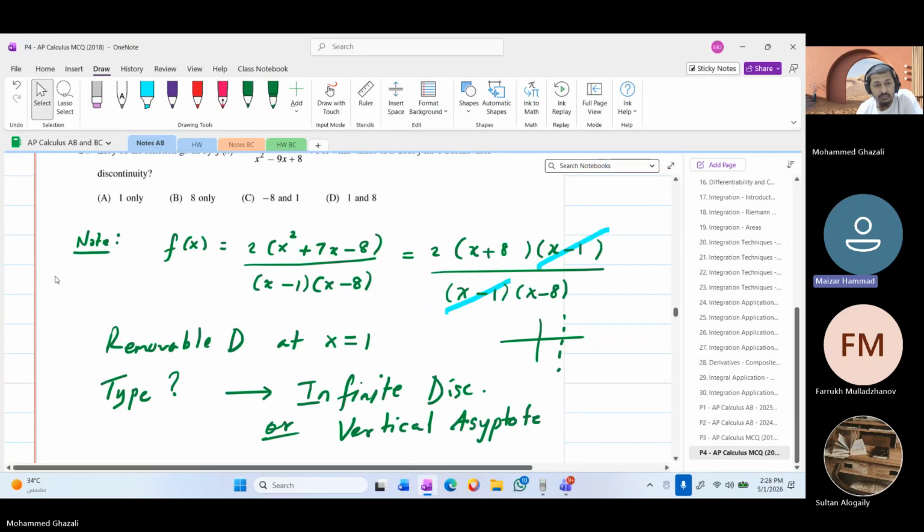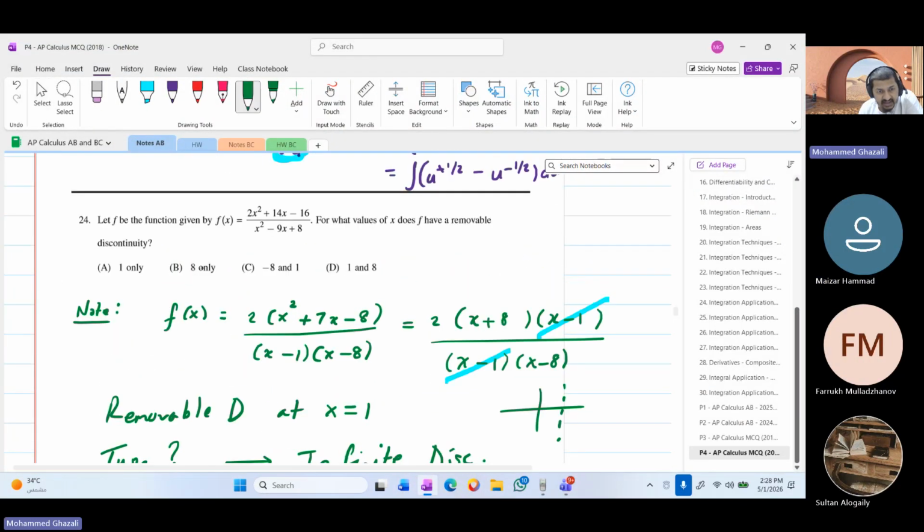Okay, so what's the answer? At x equals 8, what type of discontinuity do we have there? We said it's infinite, so it's a vertical asymptote. So the answer is A, x equals 1 only.